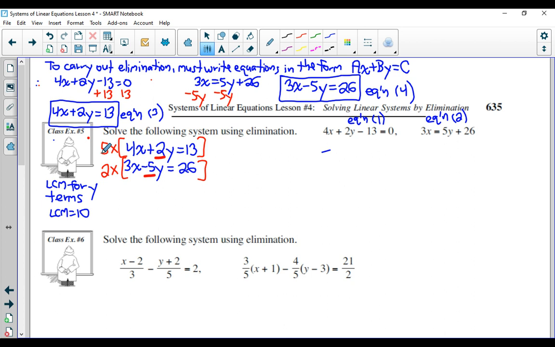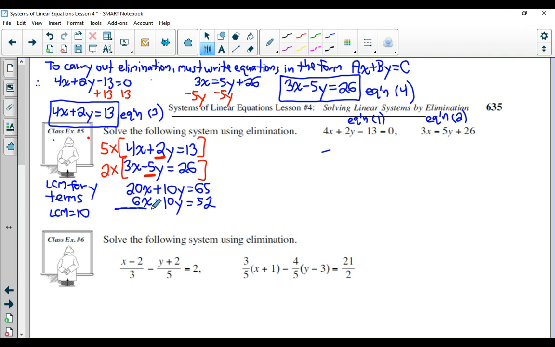So then, if you write these equations out, it would be 20x plus 10y is equal to 5 times 13, which would be, let's check here, 5 times 13, 65. Second equation, 2 times 3x would be 6x. 2 times negative 5y would be negative 10y. And then 2 times 26 would be 52.